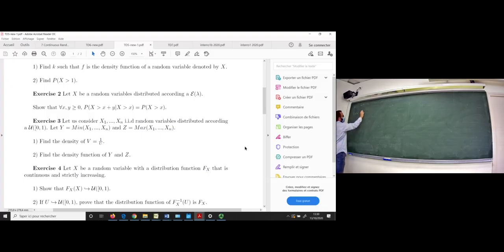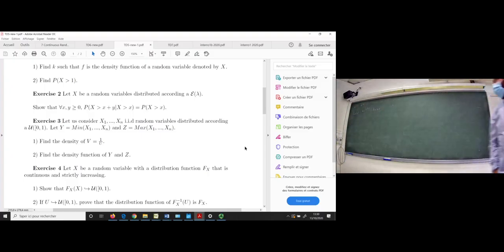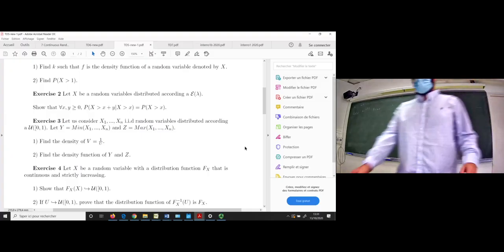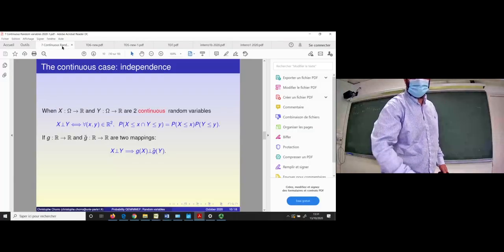So I have lambda exponential minus lambda x, and I don't have to forget that this is the case when x is positive. So I have an indicator function here, indicator function x positive. This is the density function of an exponential of parameter lambda. That's what we have seen together.